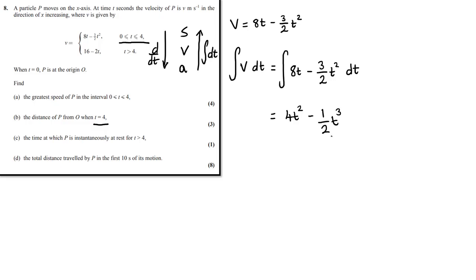Now, we don't have limits on this integral, so we should be including the constant of integration, plus c. However, if you've done quite a few of these questions, you might notice straight away that the constant of integration is actually just going to be equal to 0. The reason is that when I've integrated this, it's all in terms of t. There are no constants. With t equal to 0, P is at the origin O. What that means is s is equal to 0.